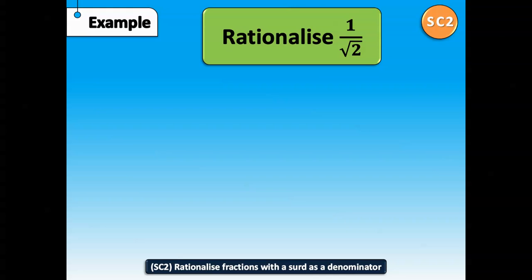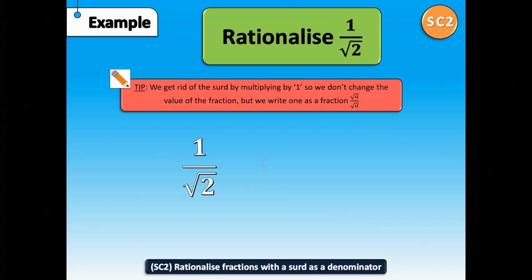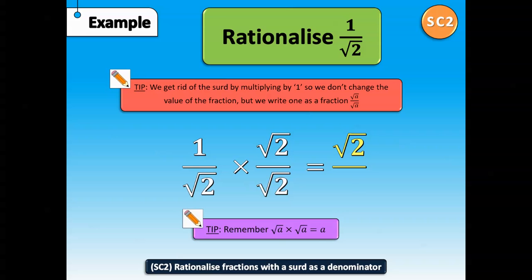So we want to rationalize 1 over root 2. We need to think of how we could get rid of root 2 from the bottom of this fraction, but keeping the fraction of the same value. To do this, we can times the top and the bottom of the fraction by root 2. 1 times root 2 is root 2, and root 2 times root 2 would just be 2. Remember, when we times a surd by itself, it becomes the number in that surd. So our answer is root 2 over 2.